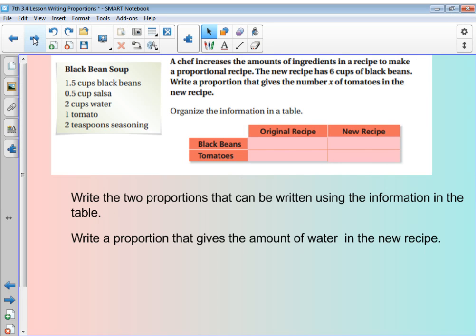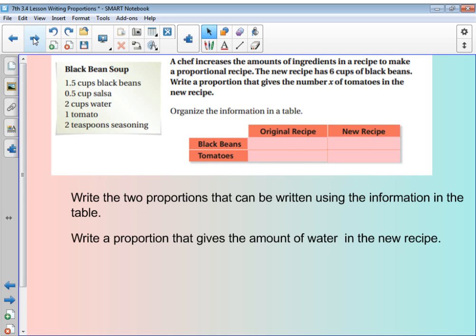Okay, so the next thing is sometimes they're going to give us story problems and ask us some questions. So this is a real world scenario. This happens all the time as you guys are working in family consumer sciences and you're maybe baking. You might want to increase a recipe or decrease a recipe just based on what you need. So here's our recipe. We have black bean soup, and that black bean soup requires 1.5 cups of black beans, a half cup of salsa, 2 cups of water, 1 tomato, and 2 teaspoons of seasoning.